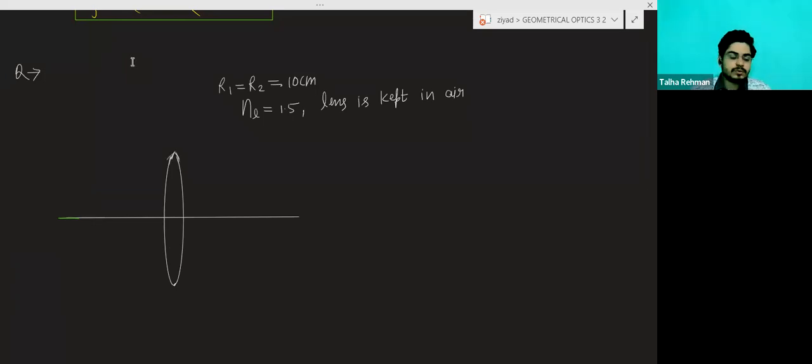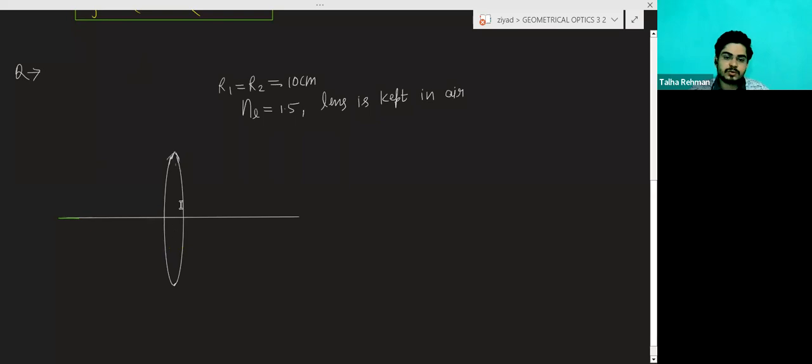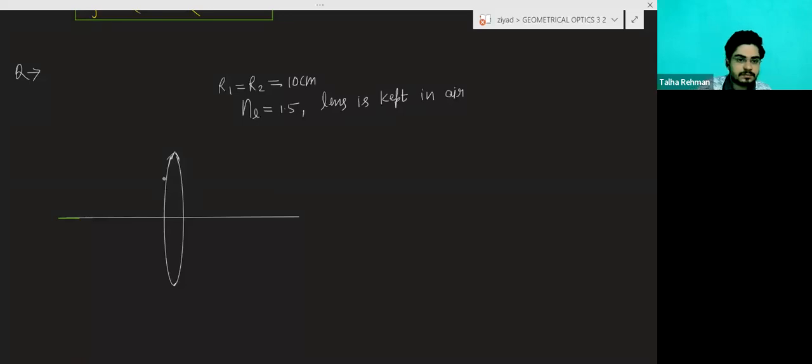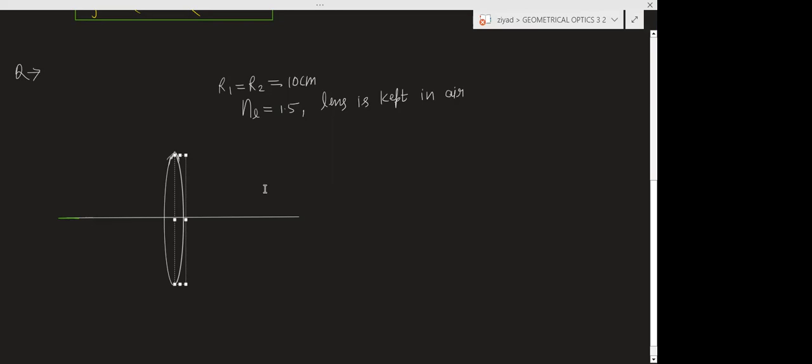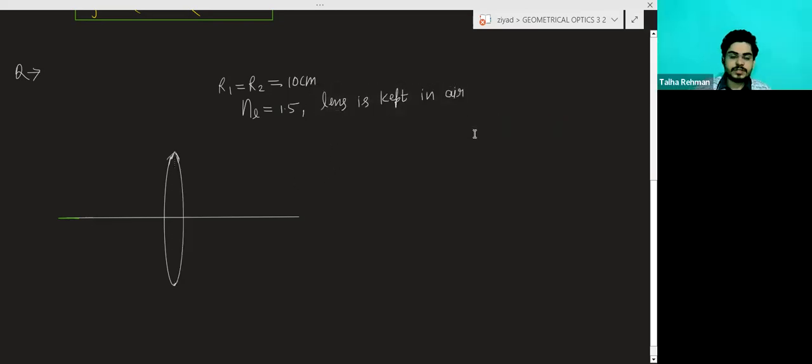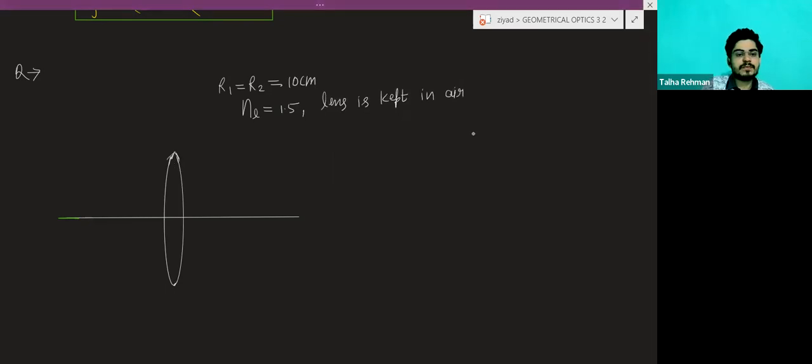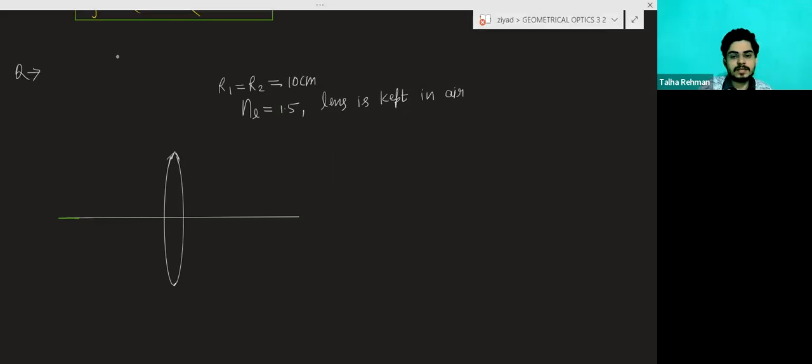A length will be given to you like this, and R1 and R2. R1 means the radius of curvature of this surface, and R2 is the radius of curvature of this surface. Both are equal to 10 centimeter. NL, the refractive index of the lens medium, will be given, and the lens is kept in air. So this information is given to you, and you have to find the focal length of the lens.